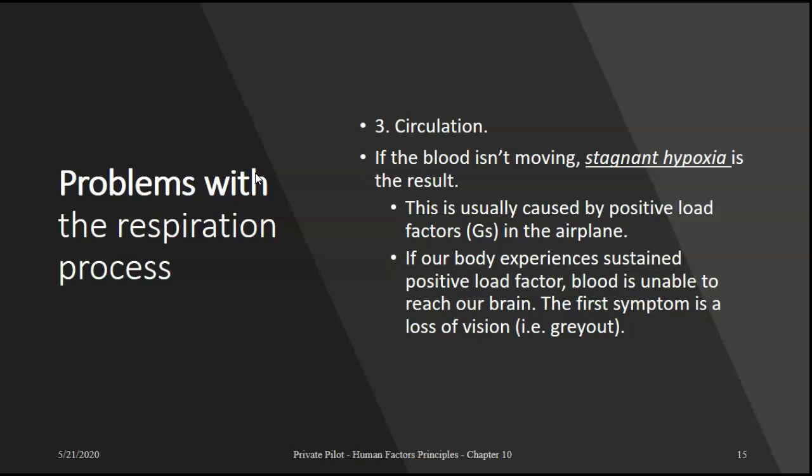Stagnant hypoxia is due to a lack of circulation, and that can be due to disease, or it can be due to high positive load factors in the airplane. If our bodies experience sustained positive G's, the blood is unable to reach our brain, and the first symptom that you would experience is a loss of vision. That's known as gray out.